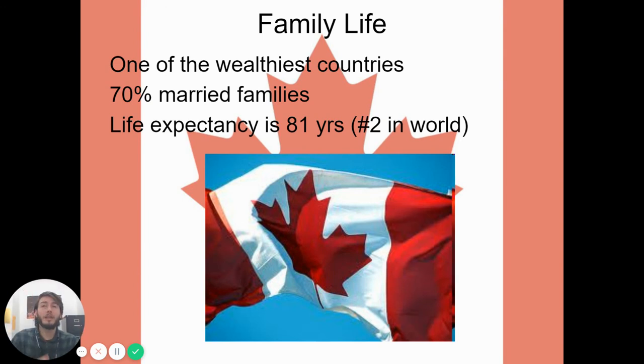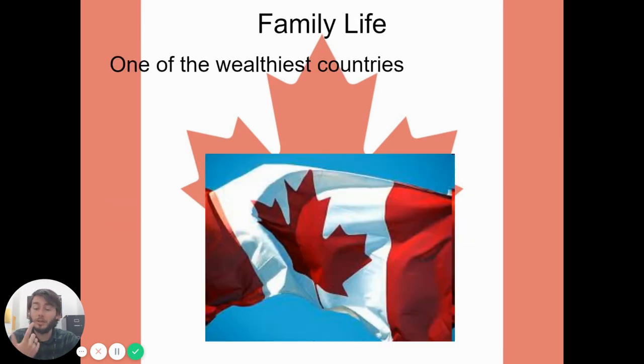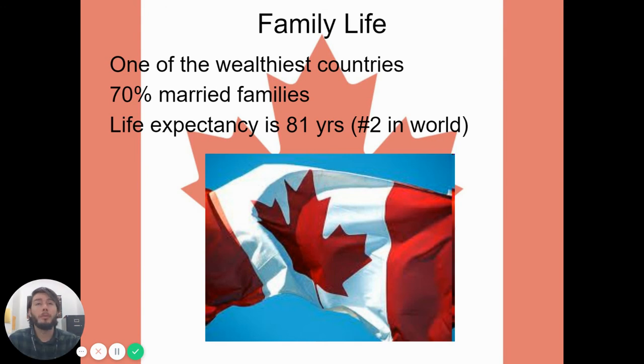They have a high level of income and lifestyle choice. 70% of their population is married with families. If you remember, that was only 50% in the United States, 70% in Canada. And life expectancy, the average age a person lives to be in Canada, is 81 years old. That is number 2 in the world, second highest life expectancy in the world. I wonder if that's tied into the fact that everyone has health care. Anyone can see a doctor. Anyone can go to the dentist and get a tooth fixed. Anyone can get medical help when they need it.